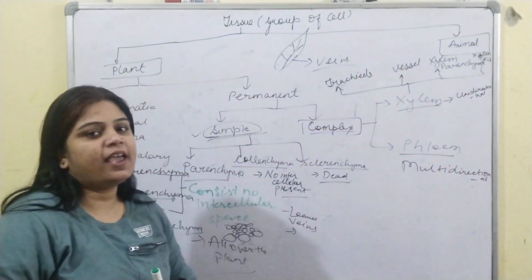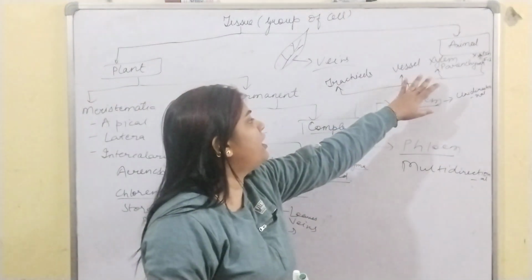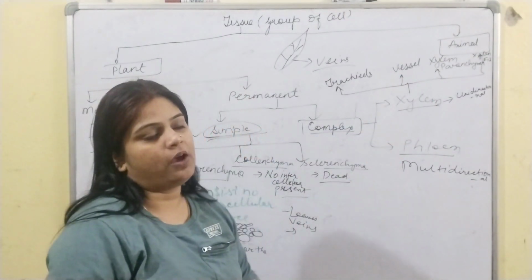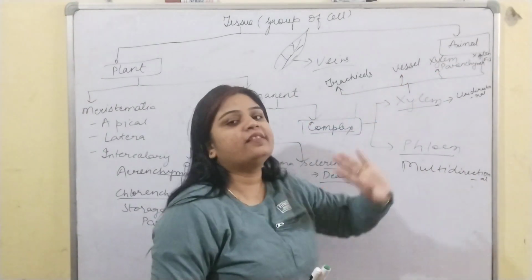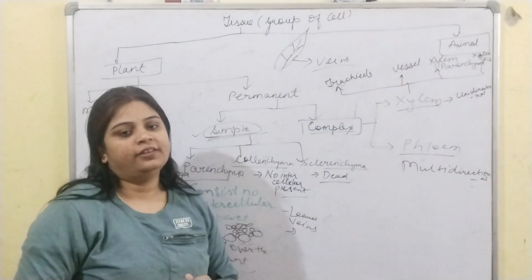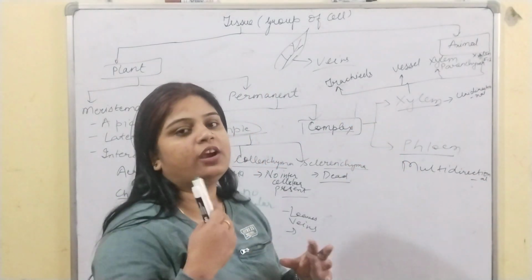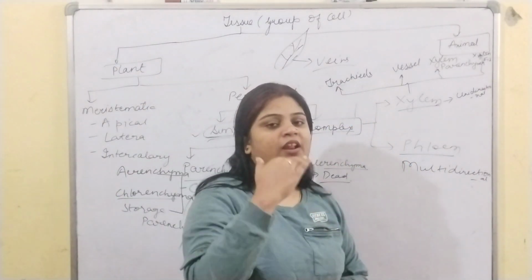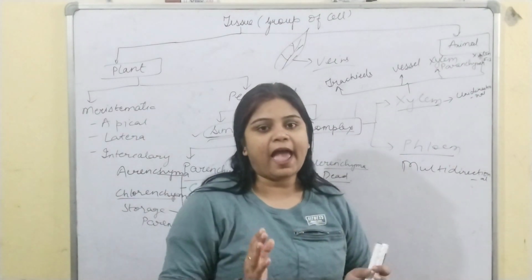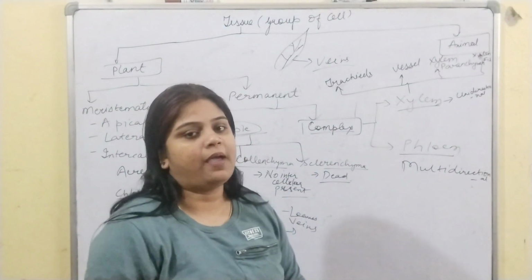Here, xylem parenchyma is the only living tissue found here. Tracheids, vessels, and xylem fibers are all dead. All the parts of xylem help to conduct the water and minerals to the plant very easily and in a very conducted manner.